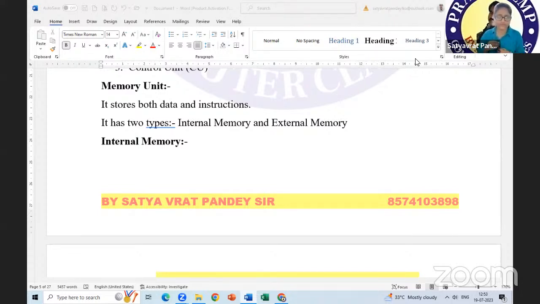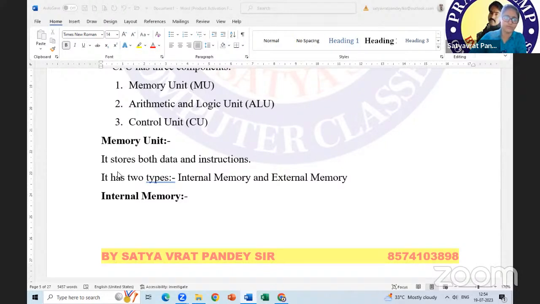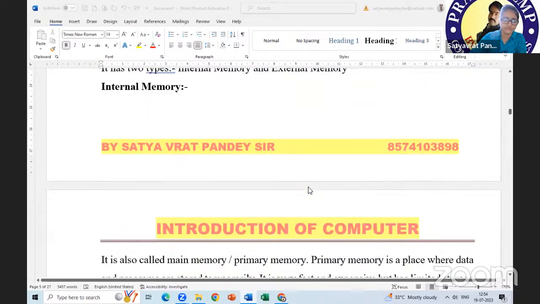Memory unit. It stores both data and instructions. Earlier we talked about different kinds of memory of the CPU. Today we are talking about memory unit. It stores both data and instructions. It has two types, internal memory and external memory.